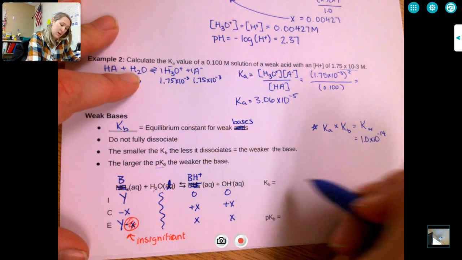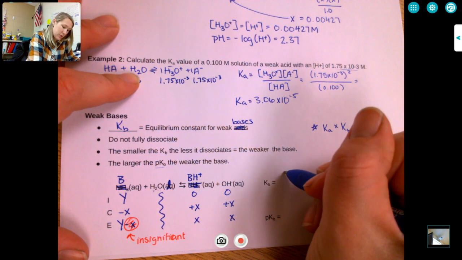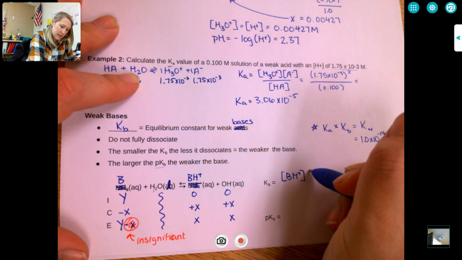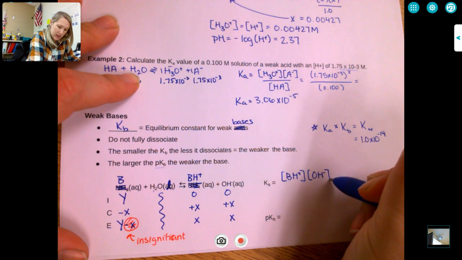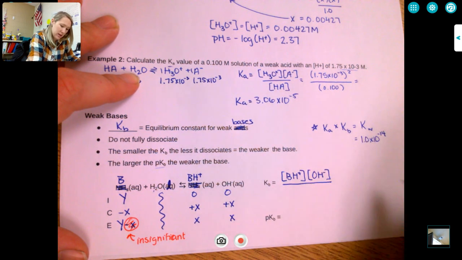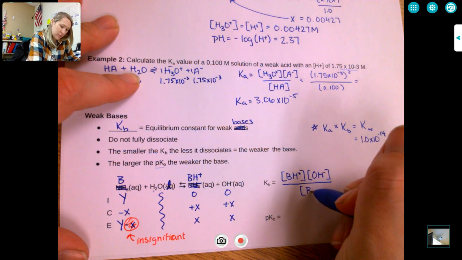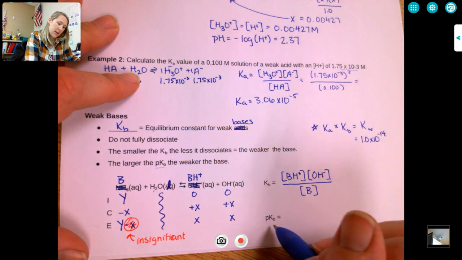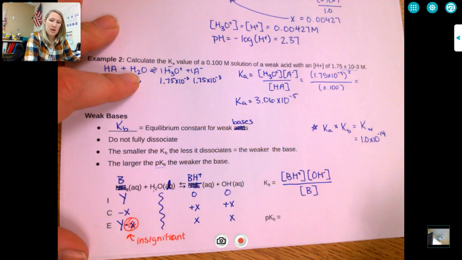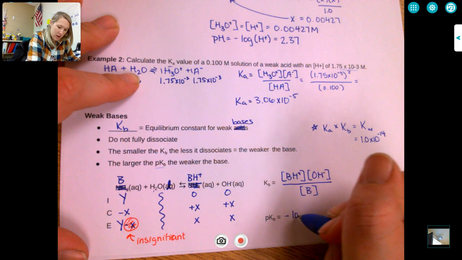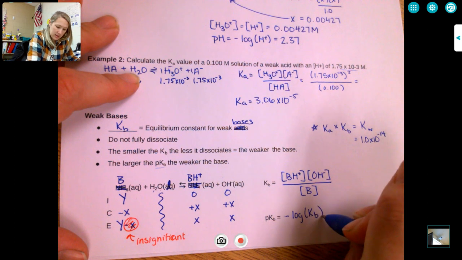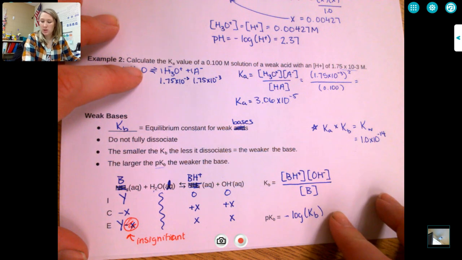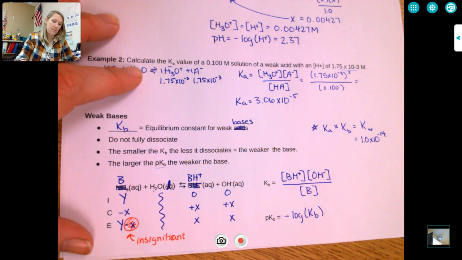So my Kb, just like before, is products over reactants raised to their coefficients. So products, BH plus, other product, OH minus, both 1 to 1, so nothing else added there, over my concentration of my base. Again, I don't include water. And then just like before, my relationship between Kb and pKb is the negative log of my Kb is equal to my pKb. So again, these formulas are also on your reference guide underneath equilibrium.